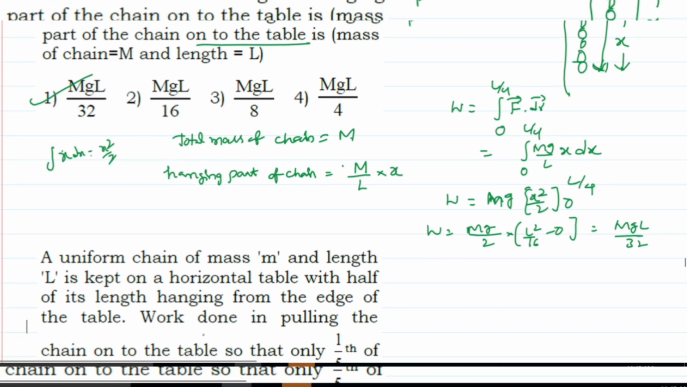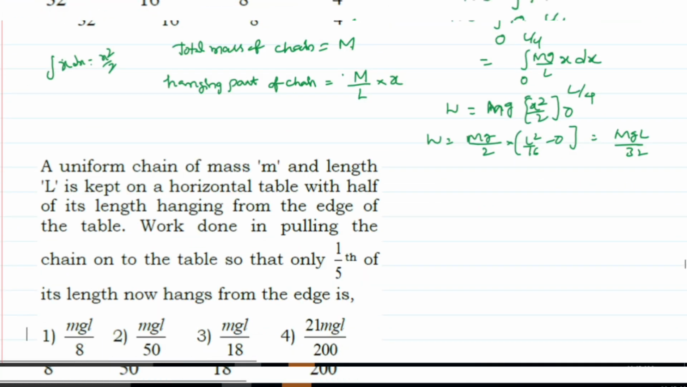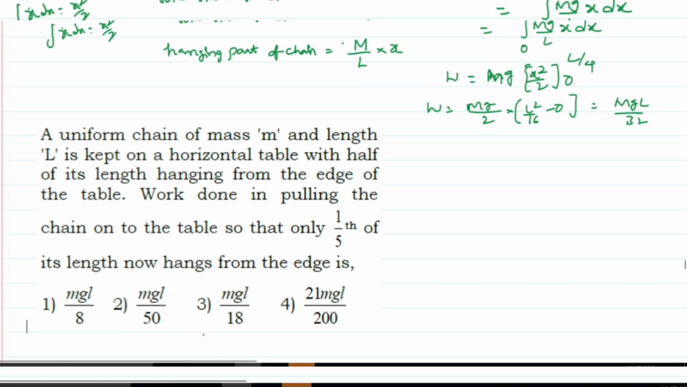Now let us see the next question. A uniform chain of mass m and length L is kept on a horizontal table with half of its length hanging from the edge of the table. Find the work done in pulling the chain onto the table so that only 1/5 of the length is now hanging from the edge.